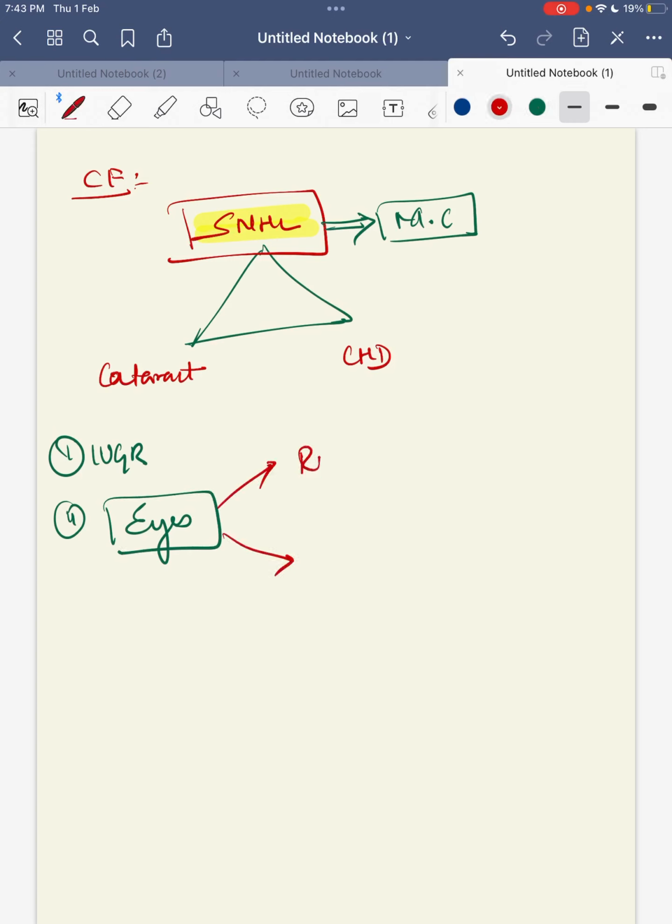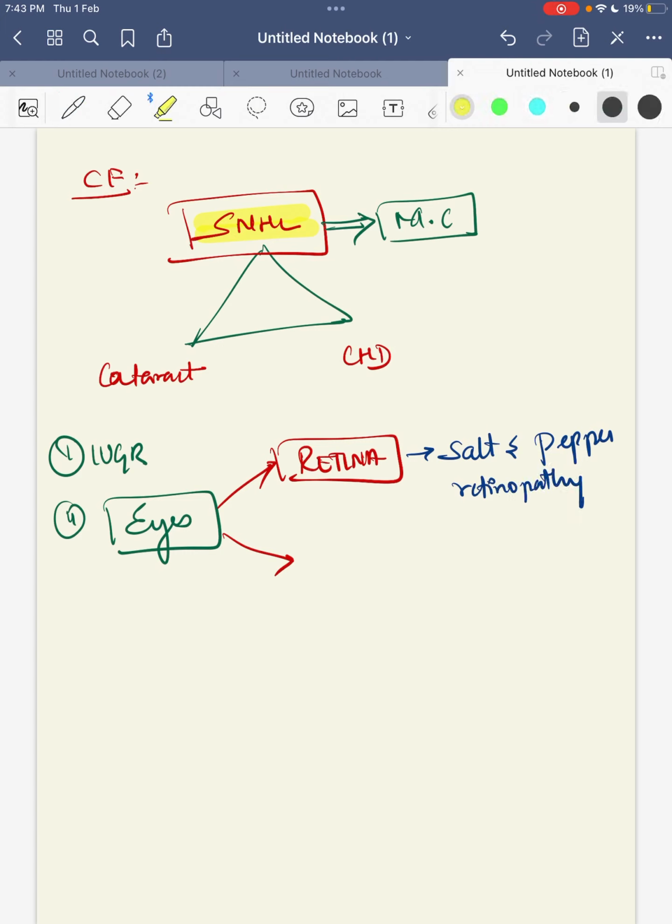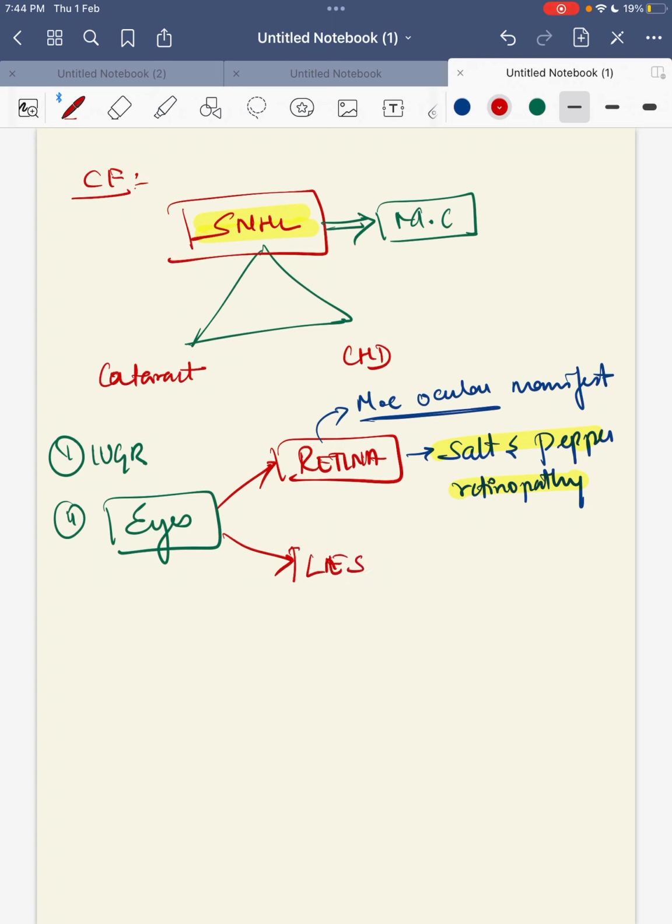Second, going on with the eyes. In the eyes, the child can have two features, one in the retina and the other in the lens. In the retina, the child will have salt and pepper retinopathy. This salt and pepper retinopathy is the most common ocular manifestation. Each and every point here is important for your NEET PG MCQ and also your university viva.